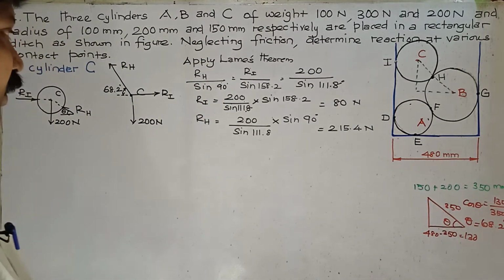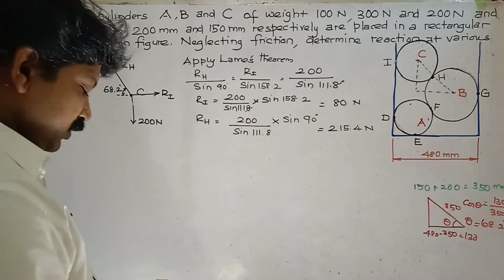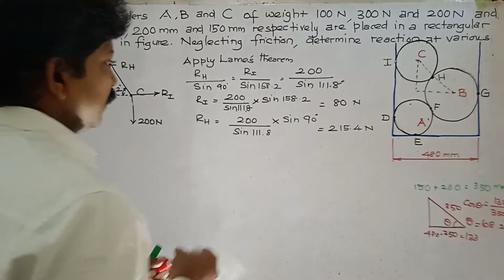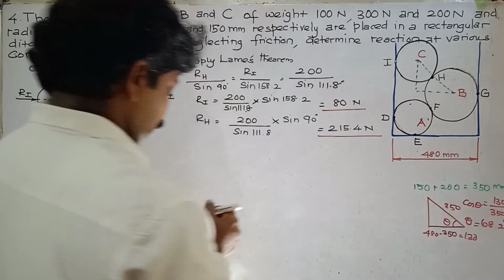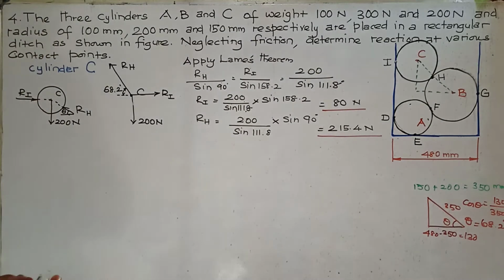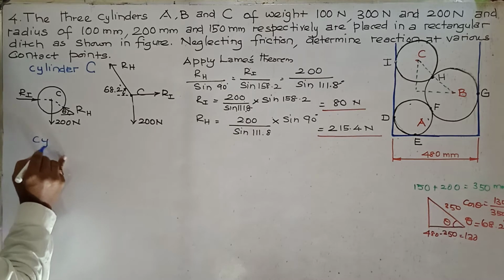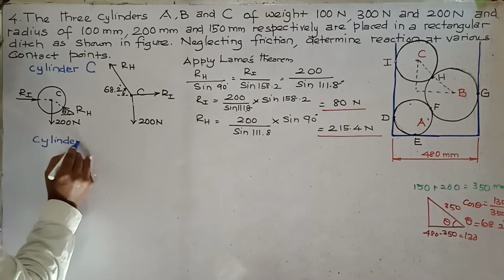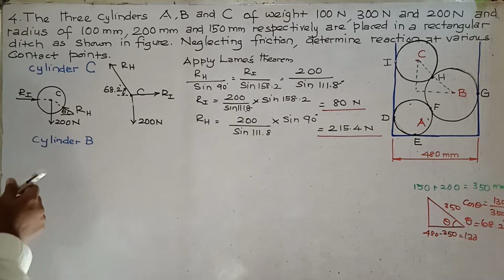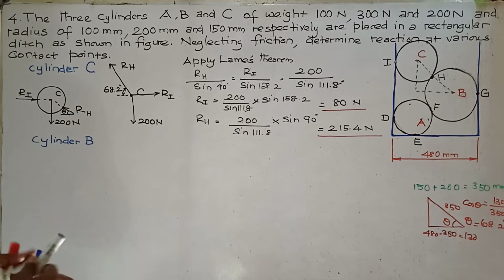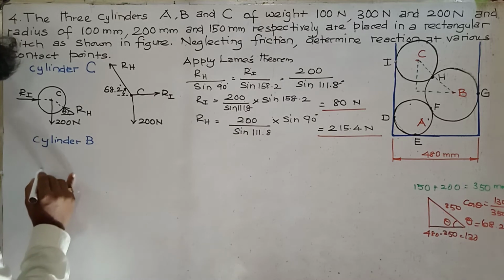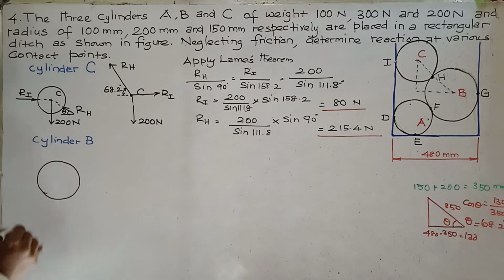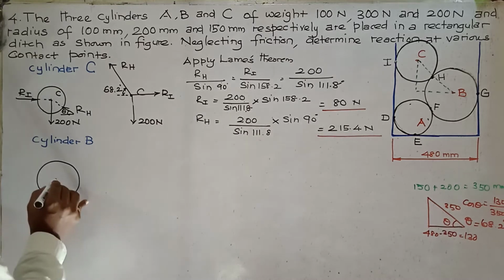Now we will move to cylinder B. So from cylinder C, RI equals 80 Newton, RH equals 215.4 Newton. Now cylinder B. Draw the free body diagram of cylinder B. To draw the free body diagram of cylinder B, isolate the body from the surroundings and represent all the forces acting on it.